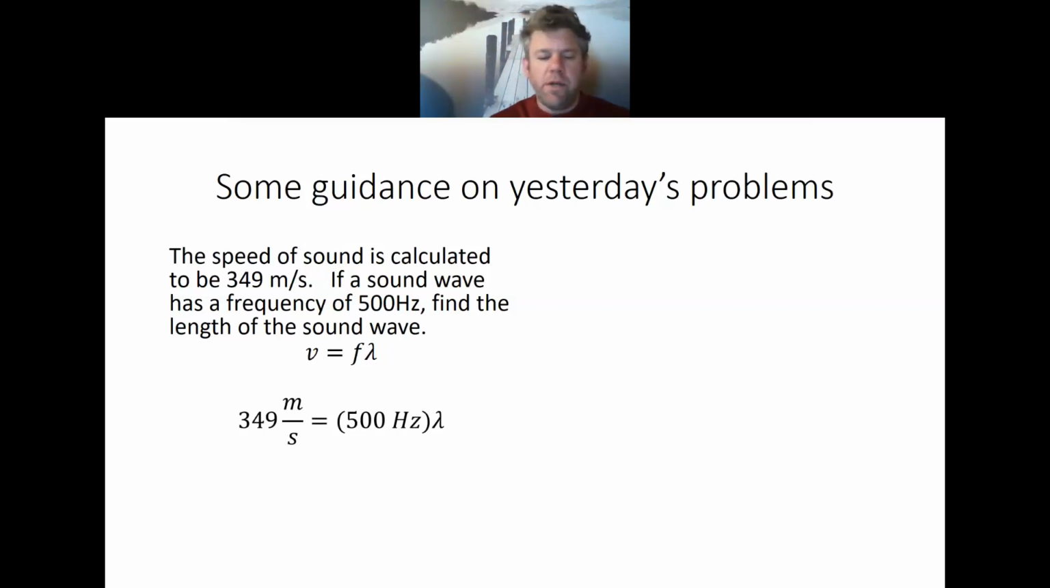In this case, we want to find the wavelength. The way we're going to do that is we're going to take 349 divided by 500. Our lambda, or wavelength, is going to be 0.698 meters. Again, having meters per second on the left side, to isolate the wavelength, lambda, we have to divide over the 500 hertz.